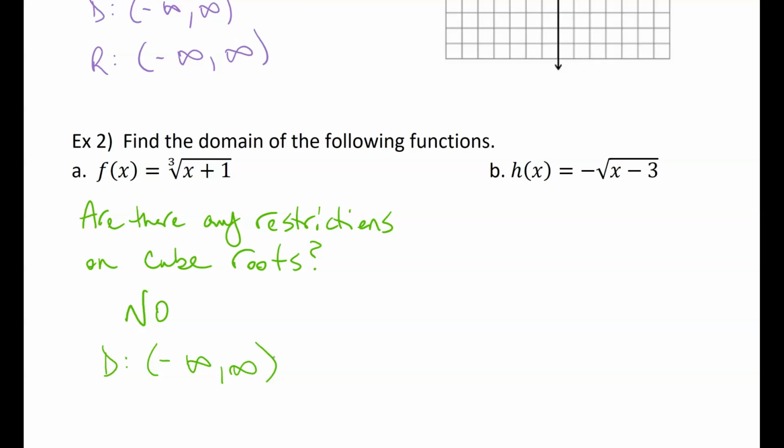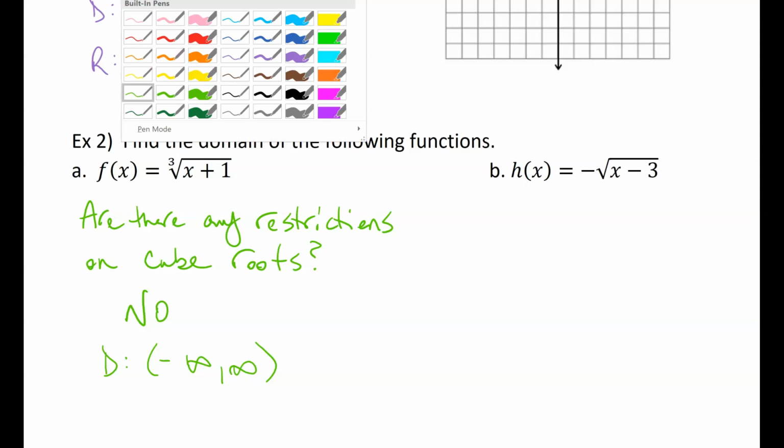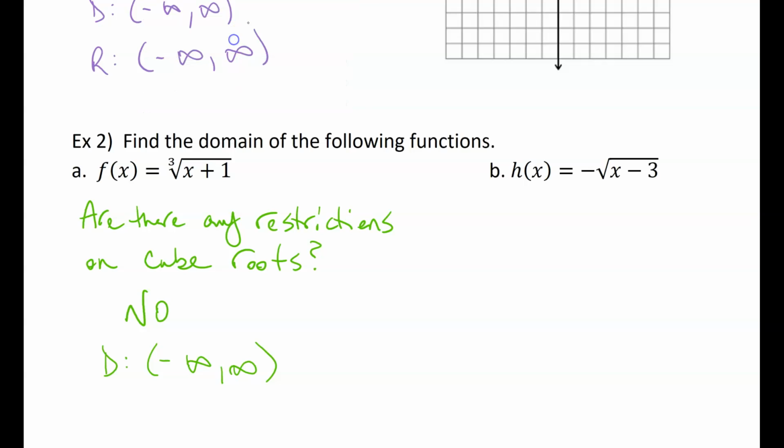All right, so again, there's nothing to solve here. You don't have to graph it and look at the graph or anything. Just consider it. So would the same hold true for a 5th root, 7th root, 9th root? Yes, there's no restrictions on those odd roots. Okay, so versus if I look at this one here, I have the negative square root of x minus 3.